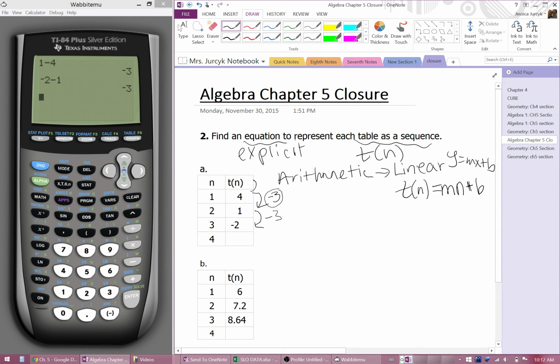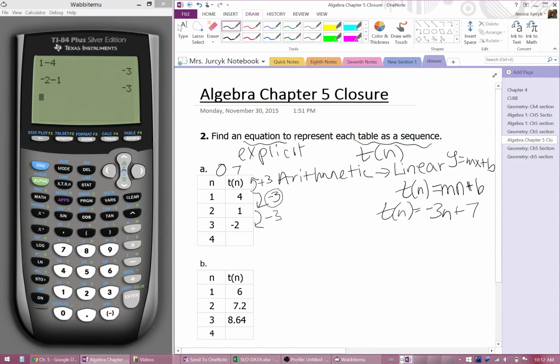So we actually have to work backwards to find the n of 0. We have to add 3, not subtract. 4 plus 3 makes 7. So let's start filling in our equation. T of n, we will be subtracting 3 for every n, and we will start at 7.